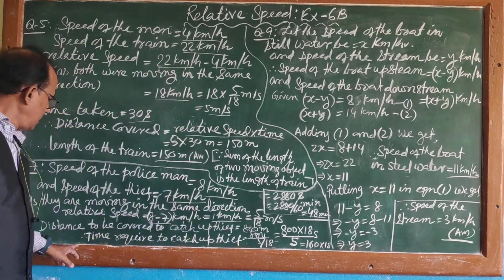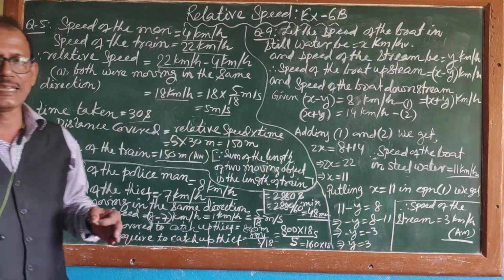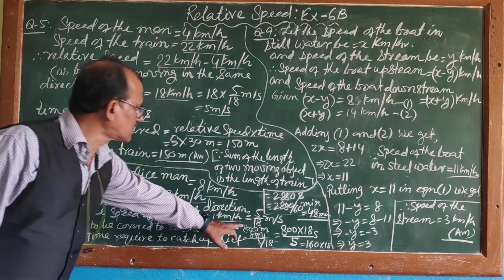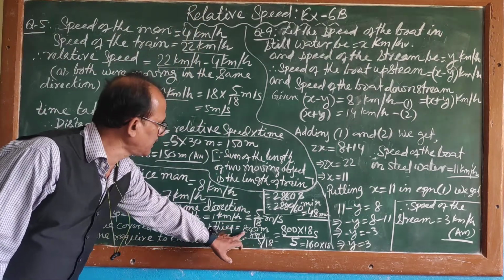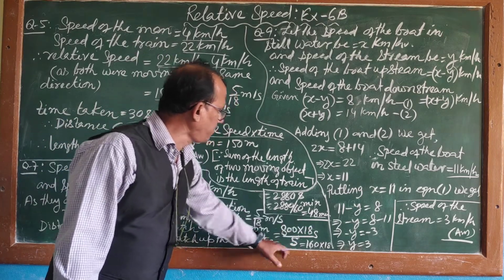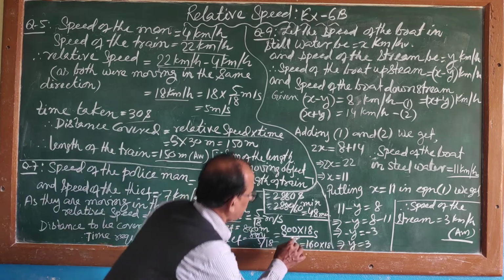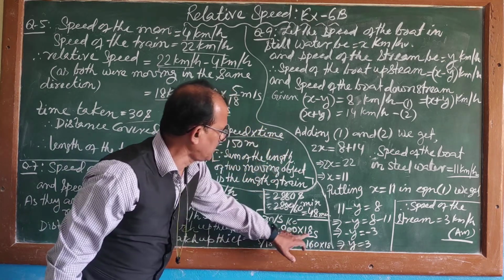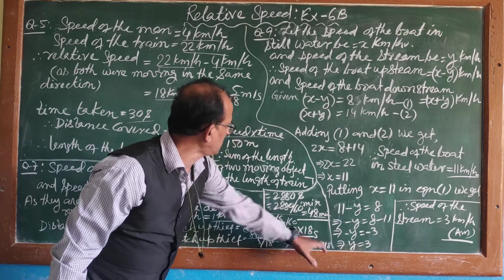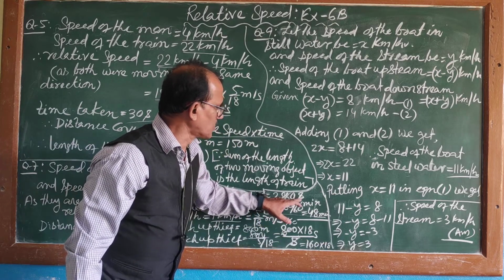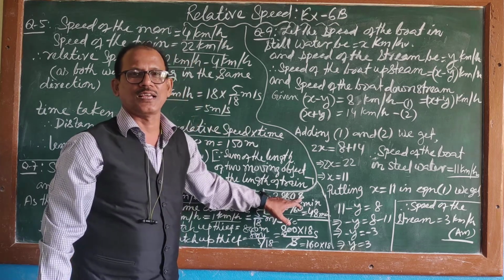Therefore, the time required by the police to catch the thief will be distance divided by the relative speed: 800 divided by 5/18, which is equal to 800 into 18 by 5. If you solve it, 5 will cancel with 800 to give 160, and 160 into 18 will become 2880. 2880 seconds it will take for the police to catch the thief.